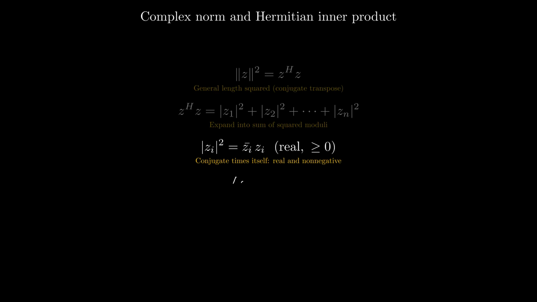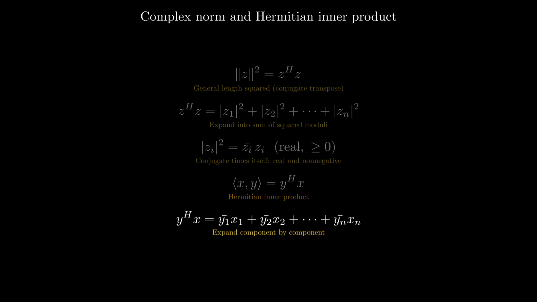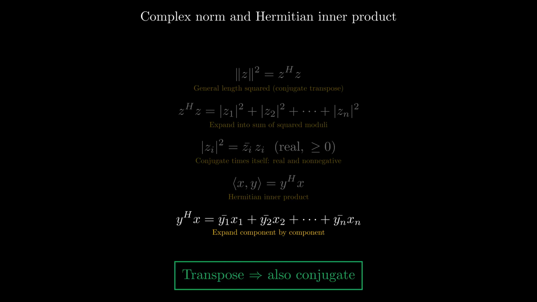Inner products follow the very same rule. The inner product of x and y is y Hermitian times x, which equals y1 bar times x1 plus y2 bar times x2, and so on through yn bar times xn. The guiding principle could not be simpler. Whenever you transpose, you must also conjugate.